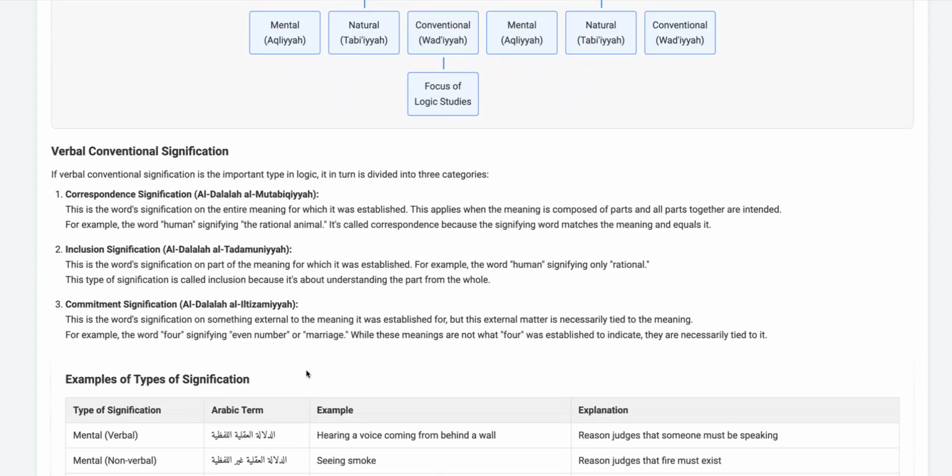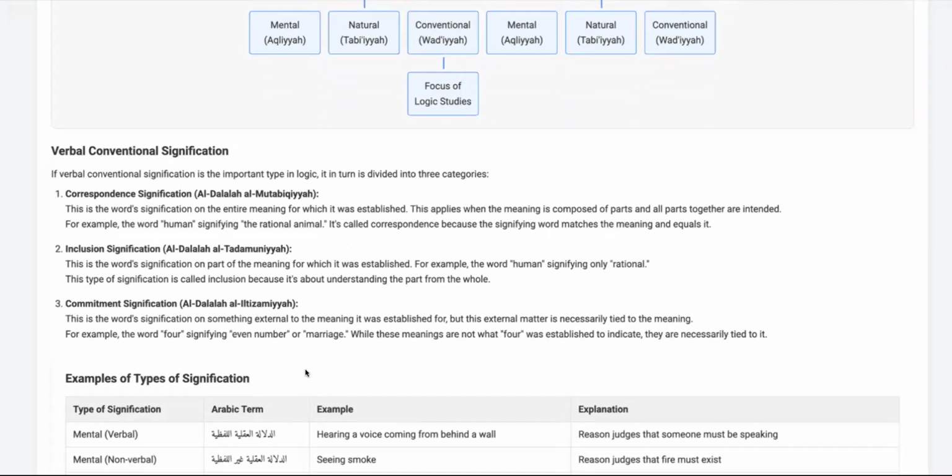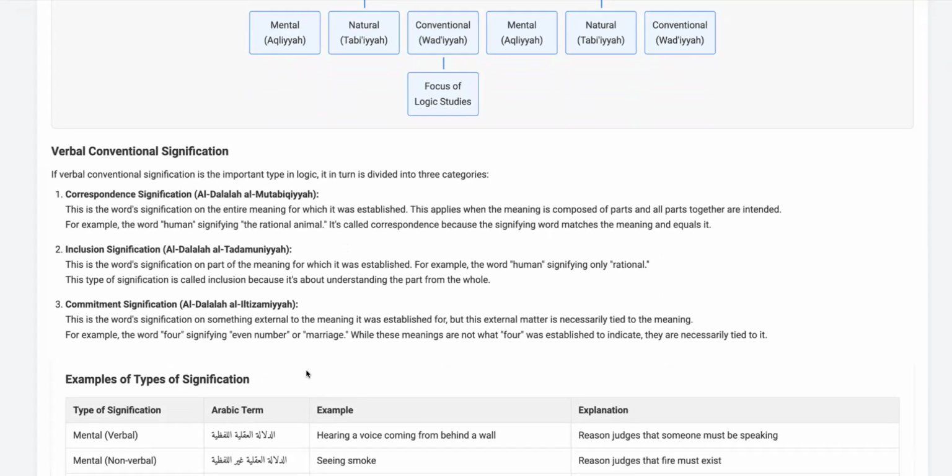Here I need you to pay attention to this because this comes up a lot even in books of usul al-fiqh and some books of kalam. Although at an application level, you'll get that when you read those books, but you just want to remember this. This is important. If verbal conventional signification is the important type in logic that we're focusing on, right? Verbal, conventional, means spoken, signification, dalala. Then that is divided into three parts.